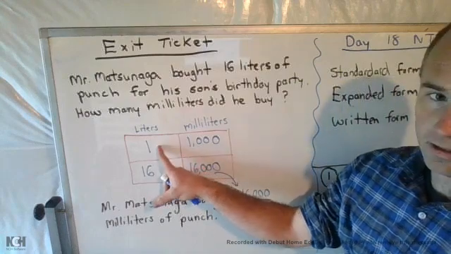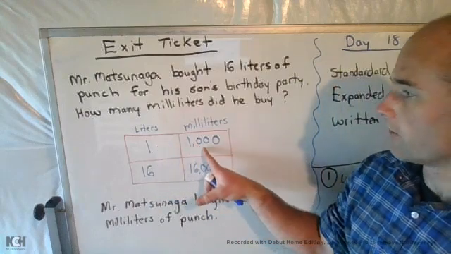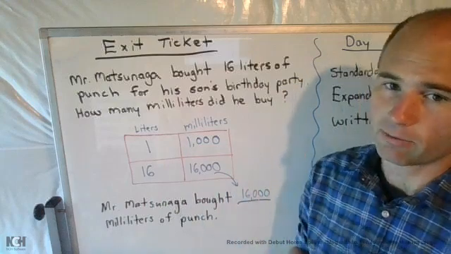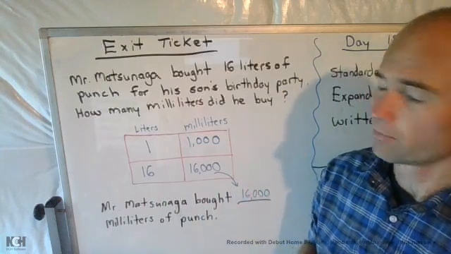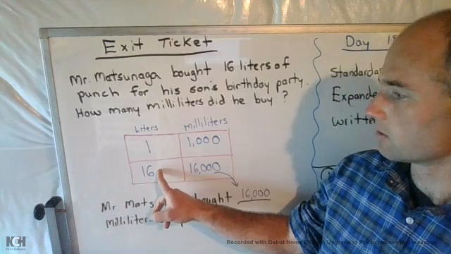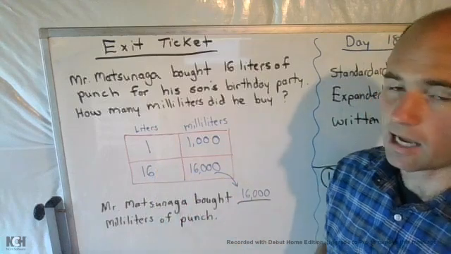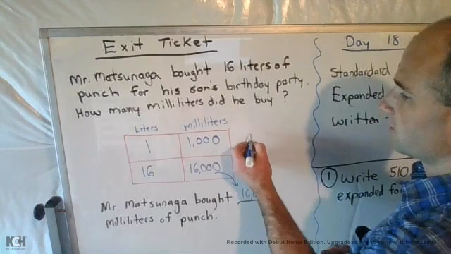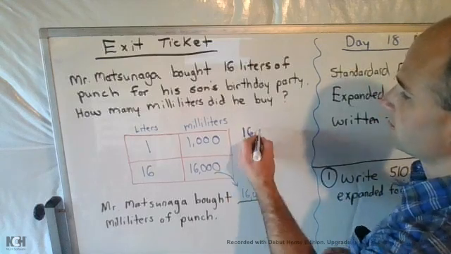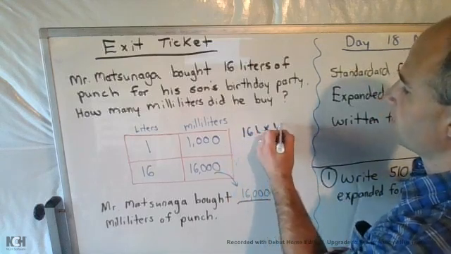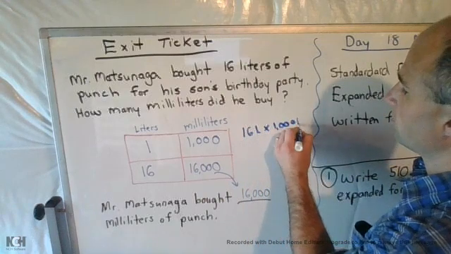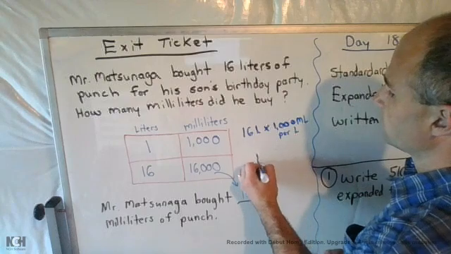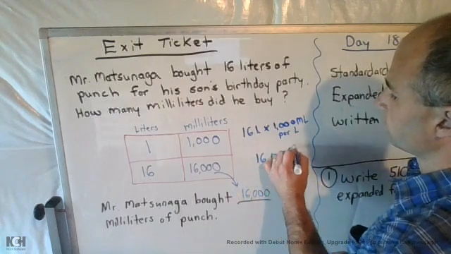1 liter equals 1,000 milliliters. How do you know that? I looked back at my table from the other day. Okay. Therefore, 16 liters will give you 16,000 milliliters, right? 16 liters times 1,000 milliliters per liter gives you that 16,000.